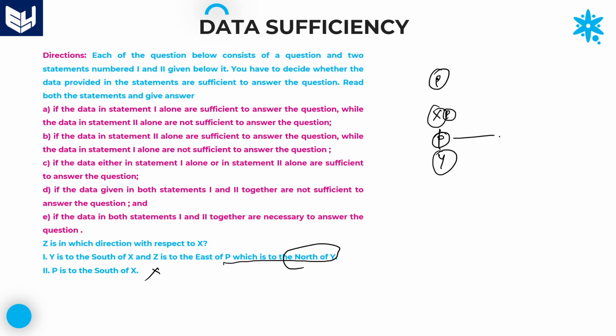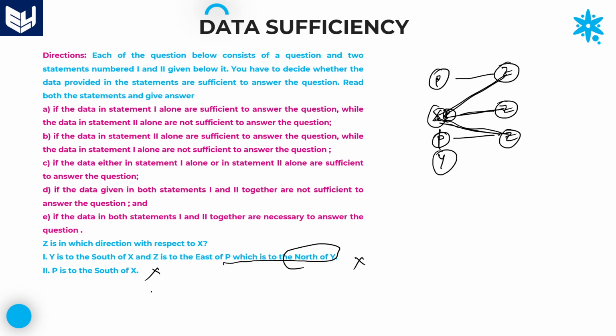Z is east of P. It means Z's position is either this one, or this one, or this one. I have three possible cases. He is asking about Z is in which direction with respect to X. With respect to X, this is X. With respect to X, Z is here, this is one possibility. I am unable to set the answer exactly by using the first statement alone. Why? Because I have three possibilities, so I will get three different answers. So definitely it is not possible to get the answer only by using statement 1 alone.